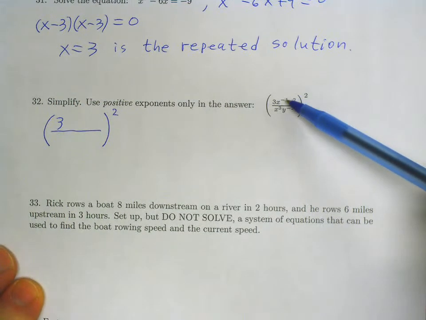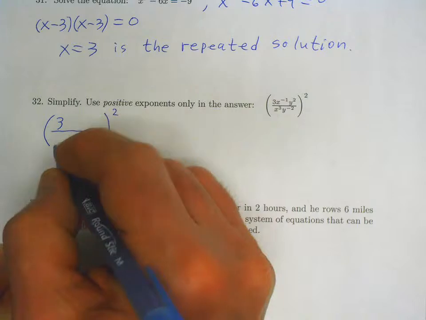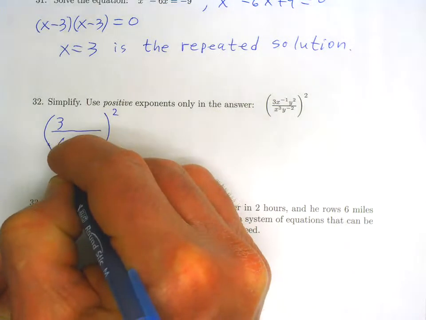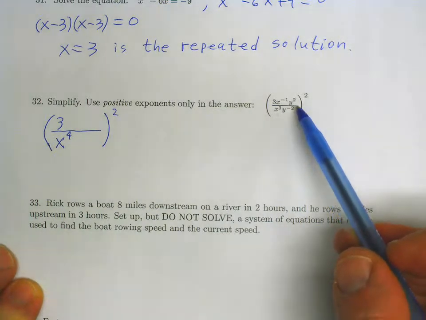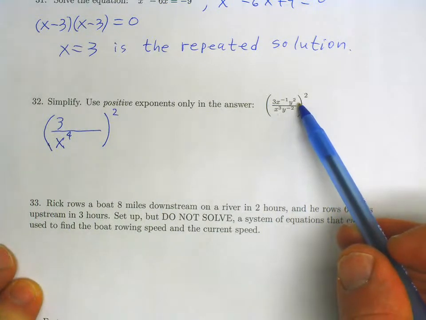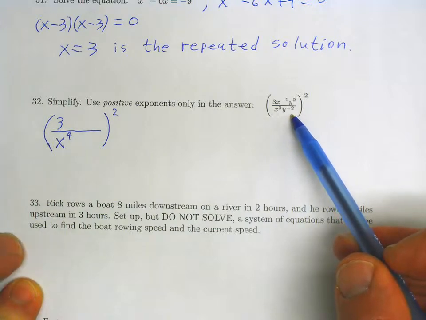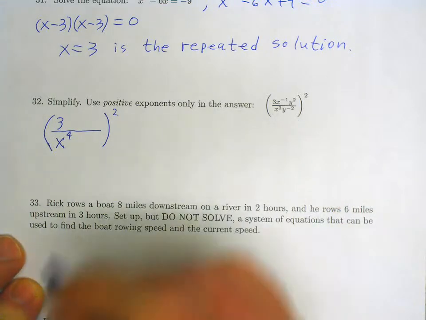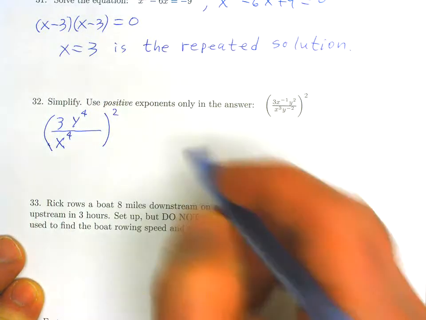Then x to the negative 1 in the numerator divided by x to the positive 3 in the denominator, that simplifies to x to the positive 4 in the denominator. And then for the variable y, we have y to the second in the numerator divided by y to the negative 2 in the denominator. That simplifies to y to the fourth in the numerator.